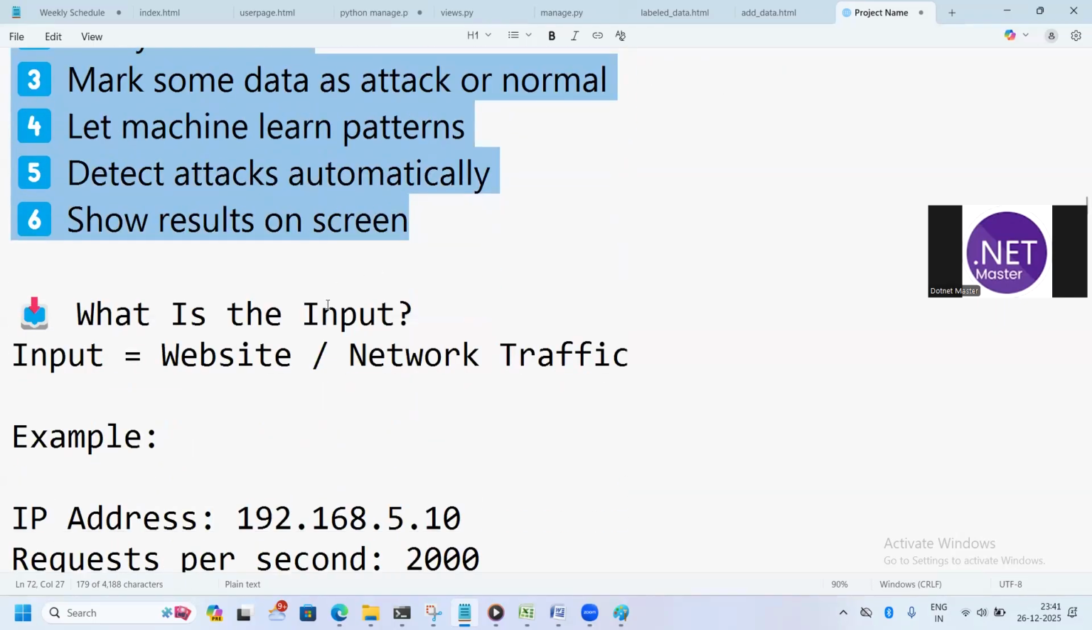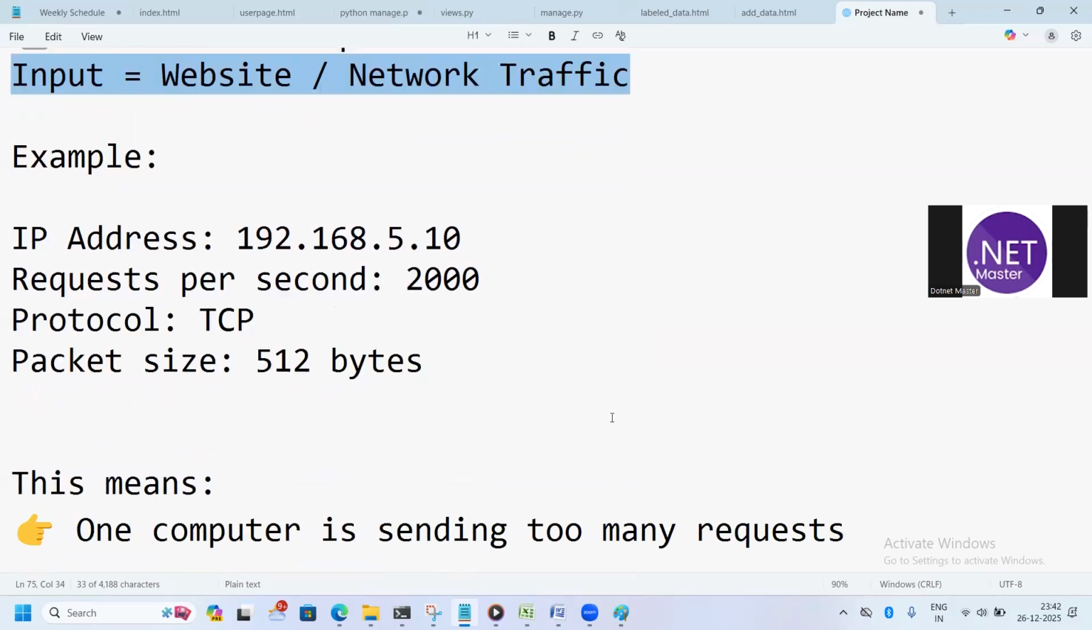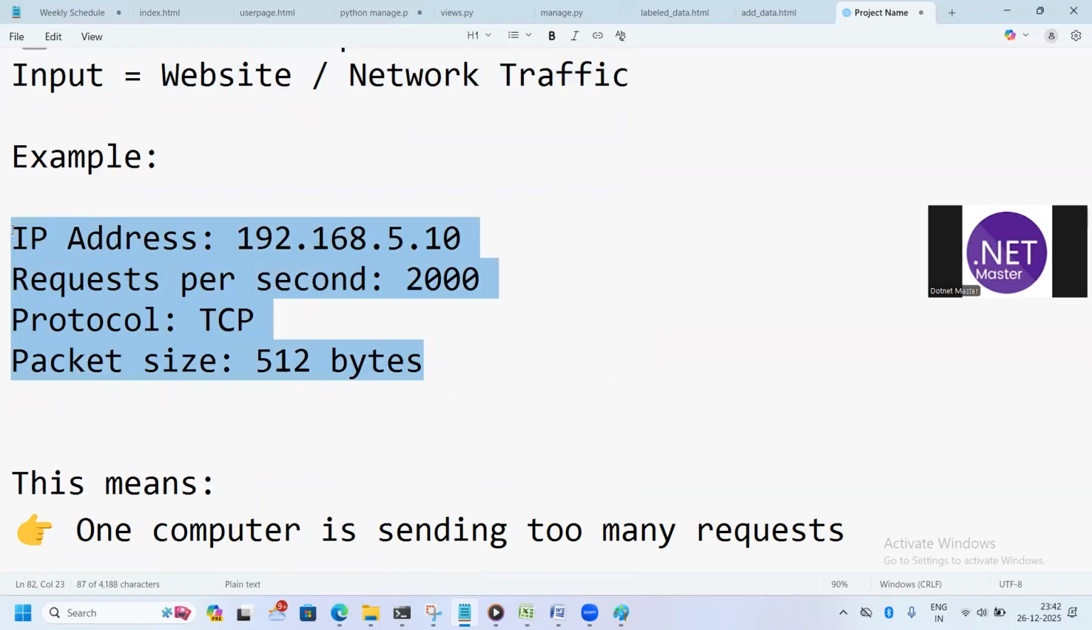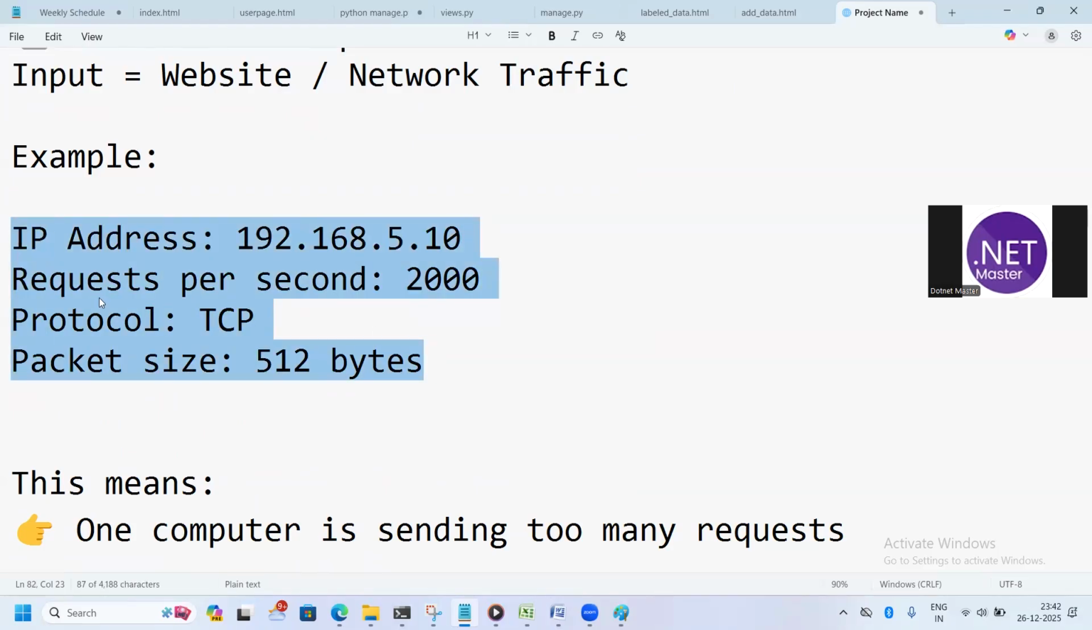Okay, let's talk about the input. Input is website traffic. Let's suppose you are a server, so somebody is going to connect to you. If you are a server, definitely the clients are going to try to communicate with you. So from that it is going to be identified. Let's suppose a request comes from this IP address, so see here, request per second. This is the most important. Request per second is 2000 requests per second. So definitely we can identify that this is a bad request.